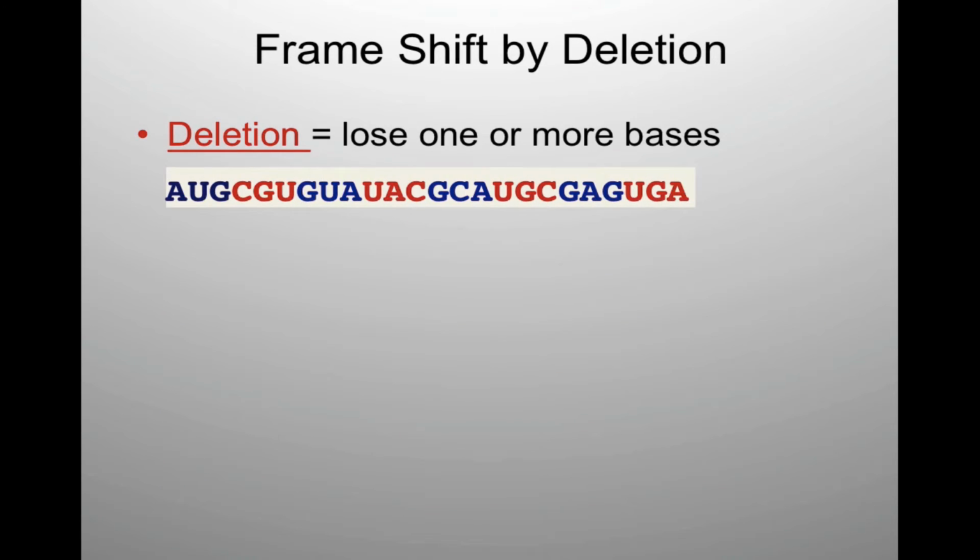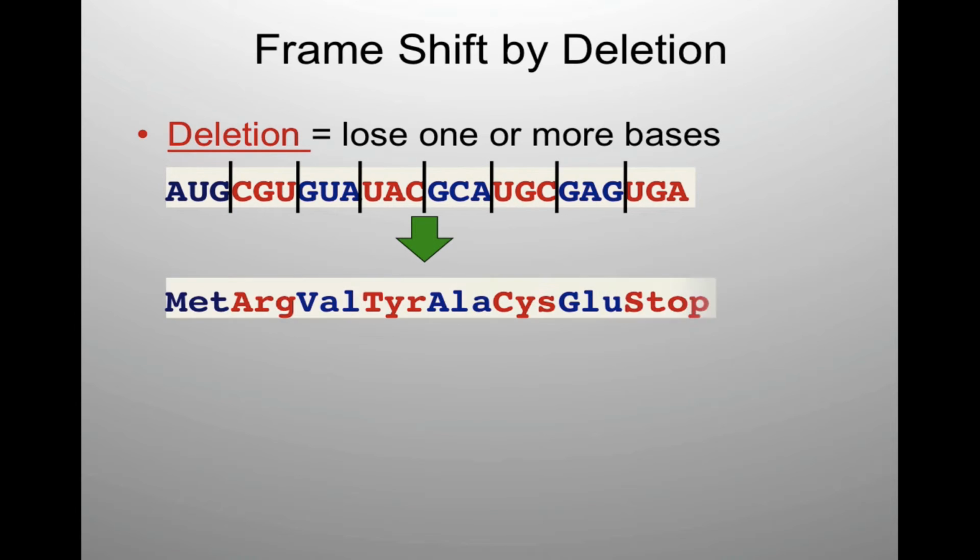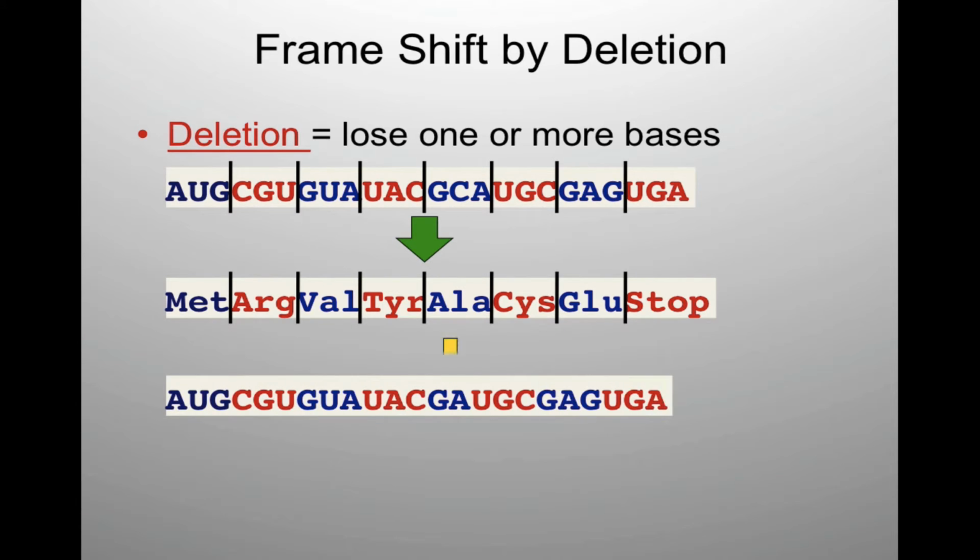Let's say we delete. Here's our messenger RNA followed by the amino acid sequence or chain, which would be the protein. Now we're going to delete the base between the G and the A, so we're going to delete that C. Let's see what happens.